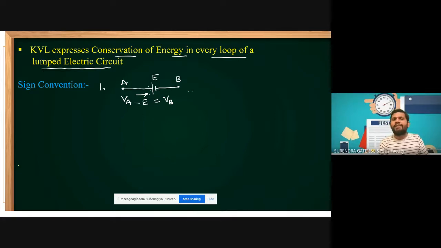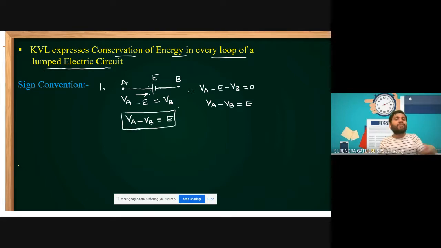Or otherwise, we can write VA minus E minus VB equal to 0, because it is connected to negative. From this, what is VA minus VB, friends? VA minus VB equals E. Here also you get the same formula: VA minus VB equals E. Understand, friends? Mainly I am explaining the sign convention here. Later I will explain how to apply the KVL.